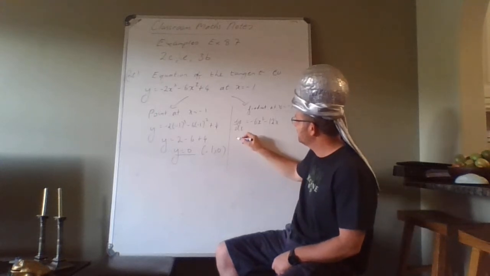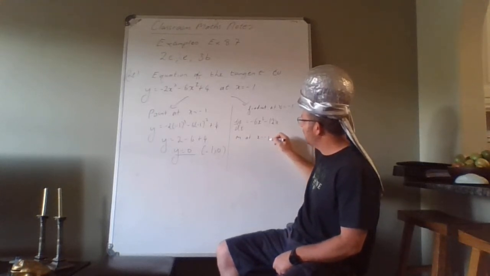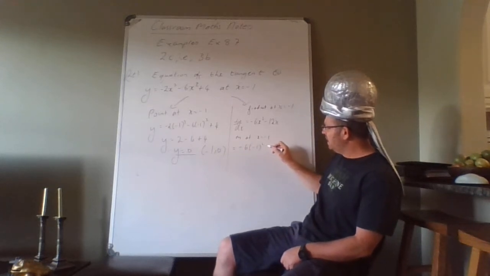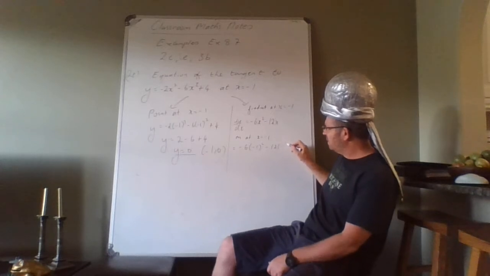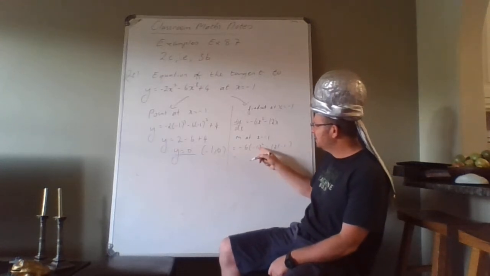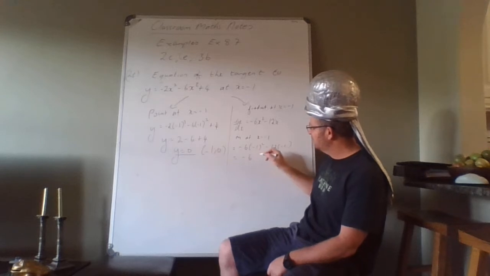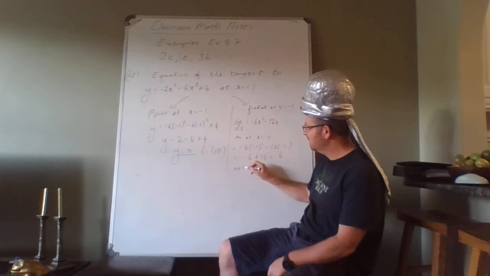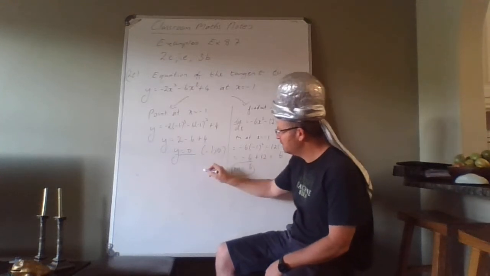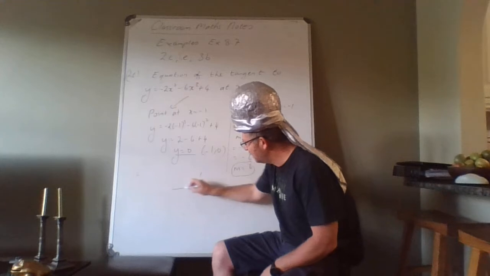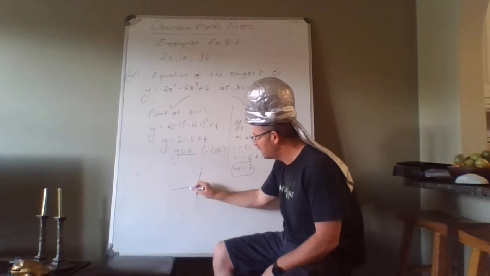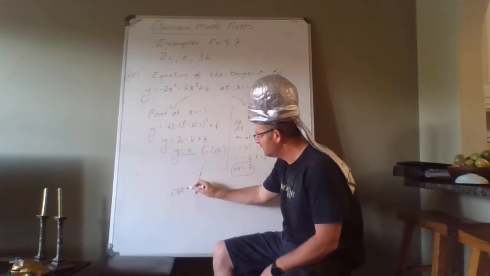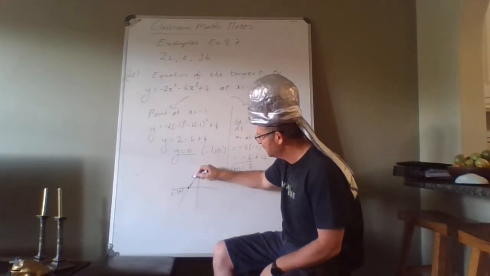Now I want the gradient at x is equal to negative 1. So that's going to be negative 6 times negative 1 squared, minus 12 times negative 1. 1 times negative 6 is negative 6, plus 12, negative 6 plus 12 is 6. So your gradient is 6. So what do we have? We have a straight line that goes through the point negative 1, 0, which is over there, and it's got a gradient, pretty steep, of 6.